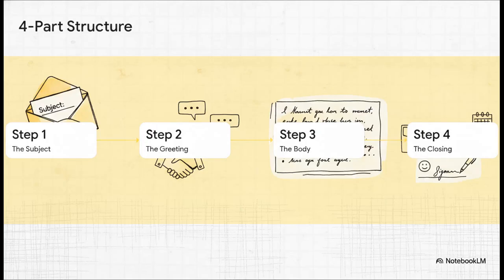Okay, so every good professional email has four simple parts. It's a structure you can always follow. First, you've got the subject. Then comes the greeting. After that, you write the body, and you finish with the closing. Let's look at each one.